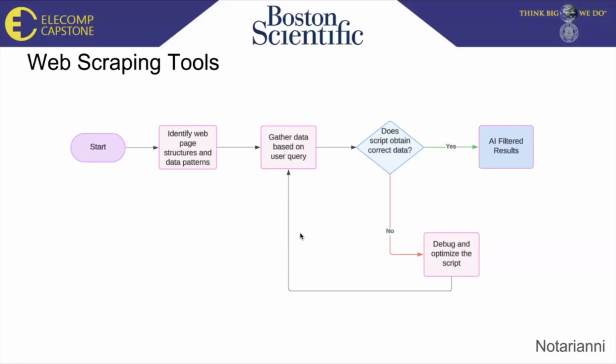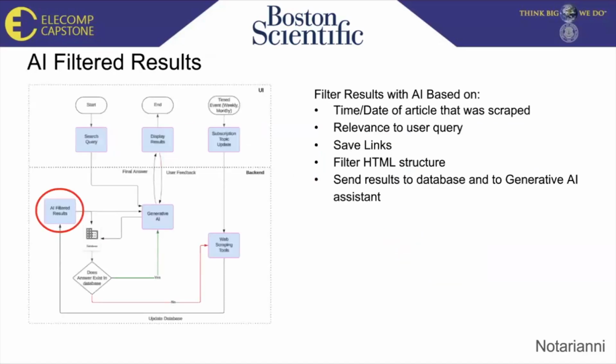When moving on to the AI filter results, this step is very important to make sure the user gets data that is relevant to what they ask for. So if an article is too out of date, it's able to filter through that. If the article is not relevant to what the user asked for, then we don't send it. And it also saves links or entities that it sees that may be able to be used in the future. It can do that and then store that as well. And then it filters through HTML structure, as it can be pretty messy, which I'll get into in the next slide.